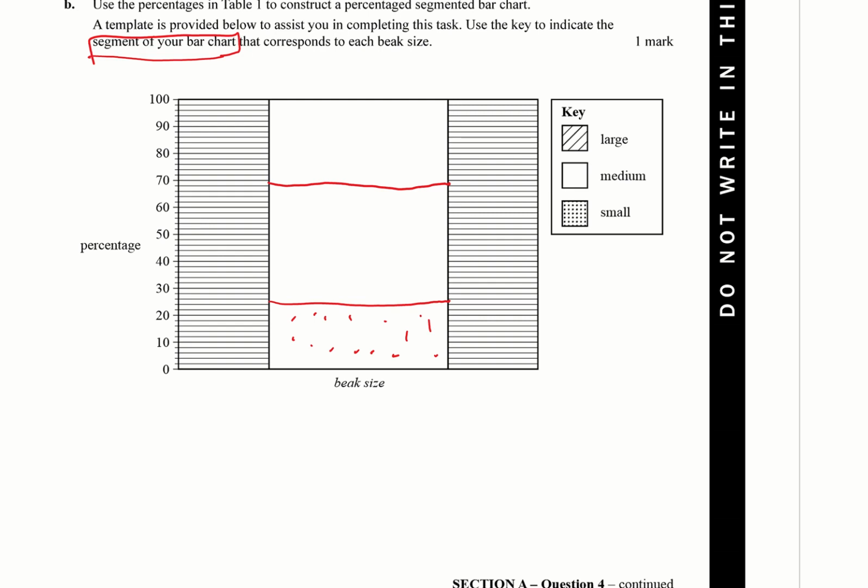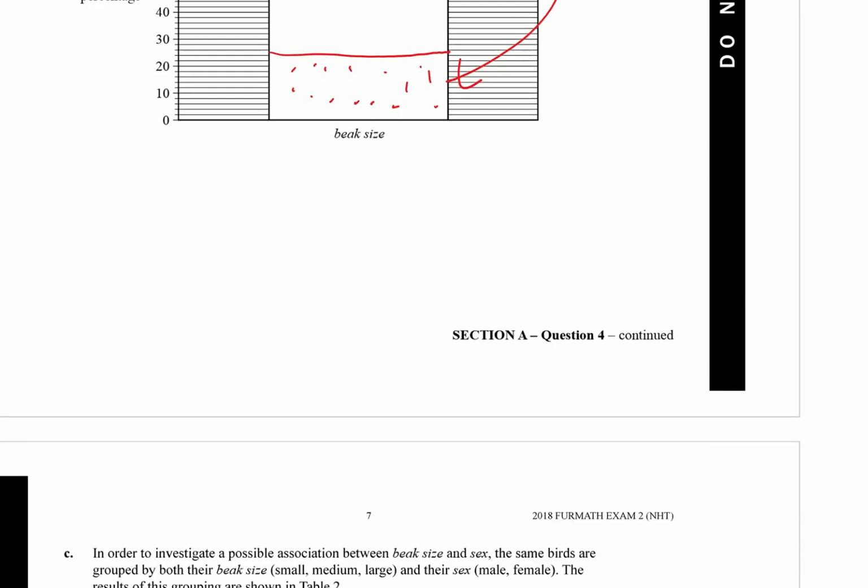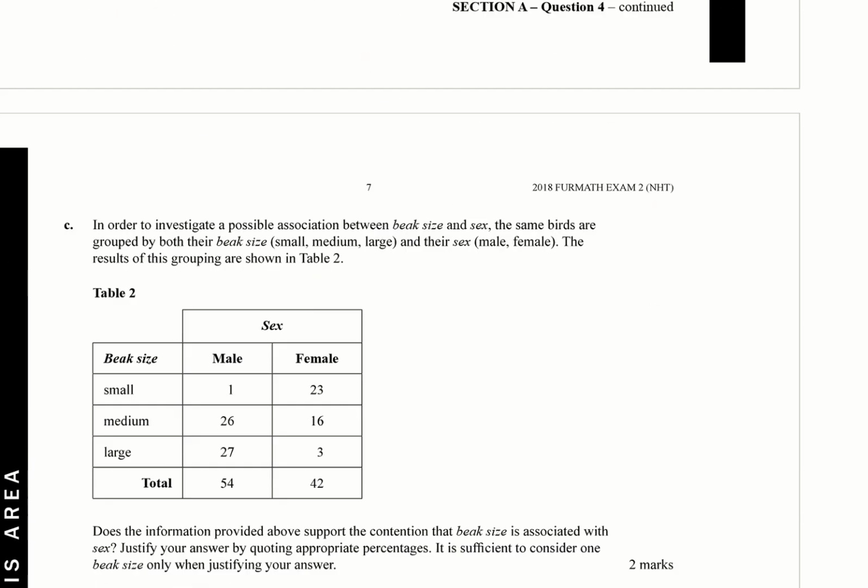So that's blank because that's the medium. And the large is the rest, and that would be equivalent to 31%. All right, that's how you do the segments. You've got your segments. Now I wouldn't put this on your exam. Remember, that's your large there, that's your medium there, and that's your small. Okay, you don't need to do that in your exam, though.